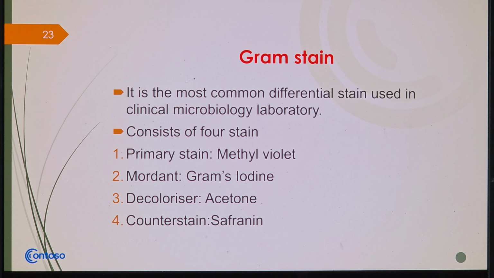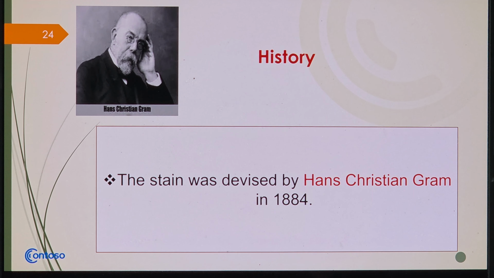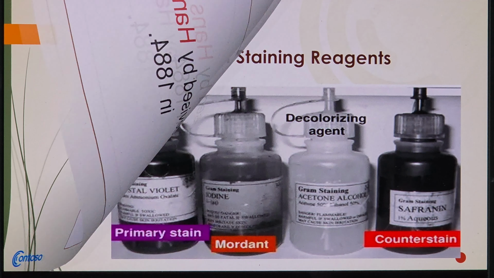Gram stain is the most common differential stain used in the clinical microbiology laboratory. It consists of four stains. First is the primary stain, methyl violet. Second, mordant, gram iodine. Third, decolorizer, acetone, and counterstain is safranin. The stain was first devised by Hans Christian Gram in 1884.